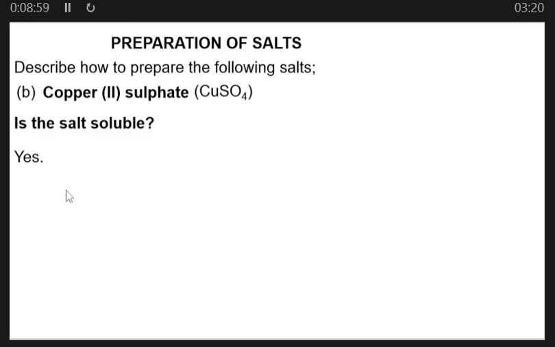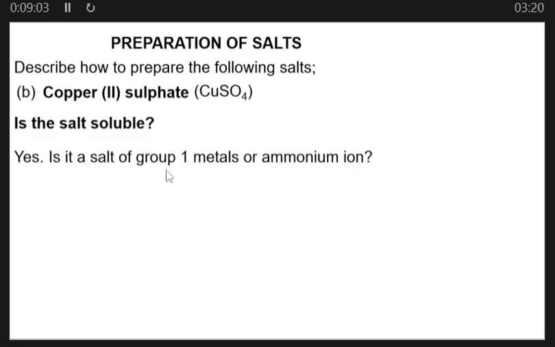So now we'll ask ourselves another question. Is it a salt of group 1 metals or ammonium ion? No, because copper is not of group 1. Then use displacement method or filter and crystallization method. So that's the method we'll use.